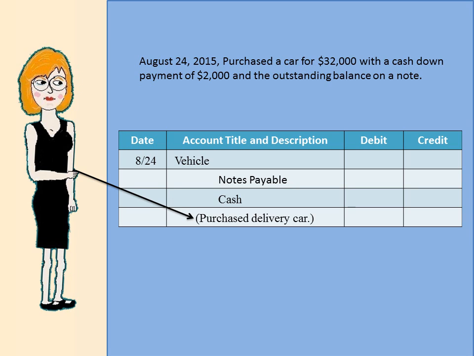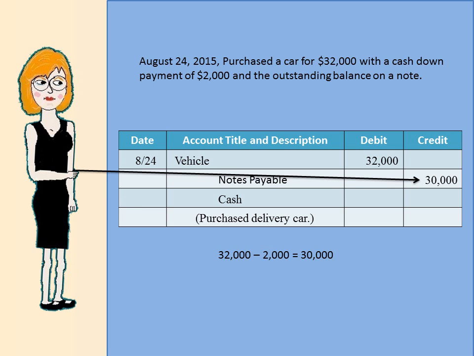We will put the description, purchase delivery car. The value of the vehicle we will debit because vehicles are an asset account, and it will be increased by $32,000. Now, our notes payable will be the $32,000, which is the value of the vehicle, minus the $2,000, which was the down payment. Notice the formula here. Now, we will put the $30,000 here.